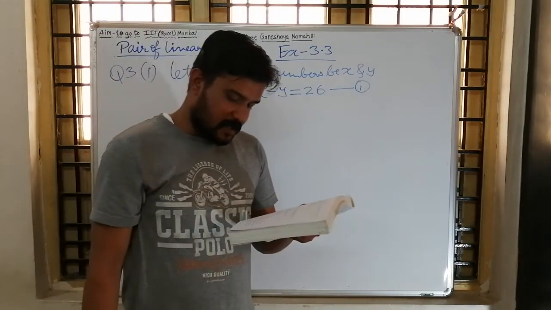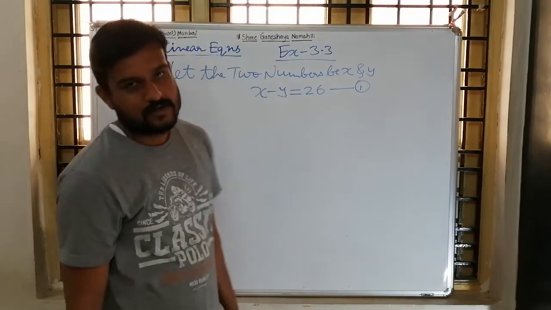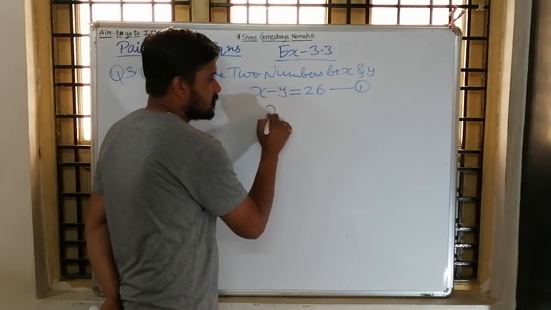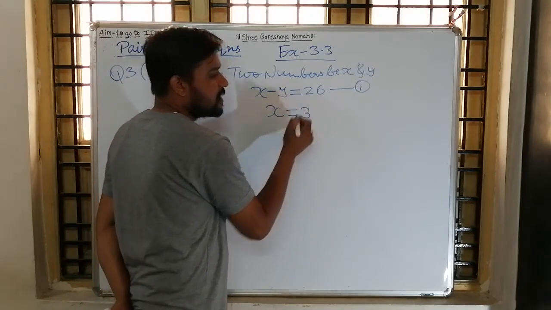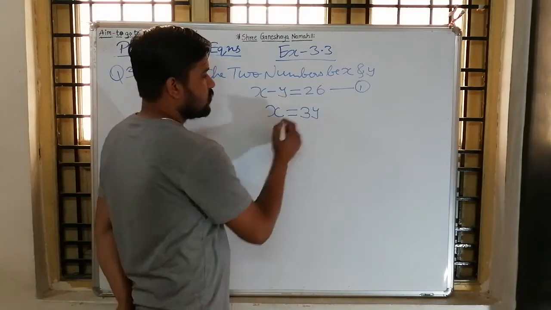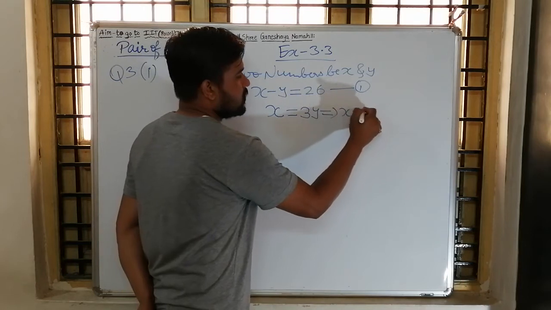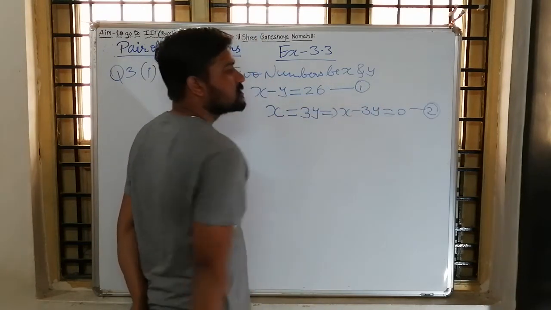Again, second condition is given, one number is 3 times the other. Suppose one number is x and it is 3 times the other. So x is equal to 3y. So from this I can write x minus 3y is equal to 0. This is your second equation.